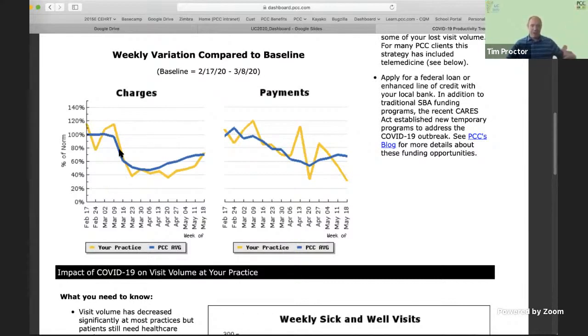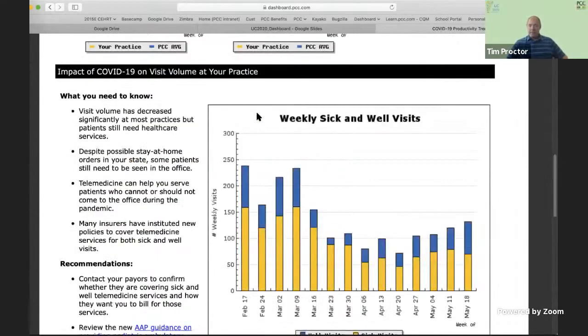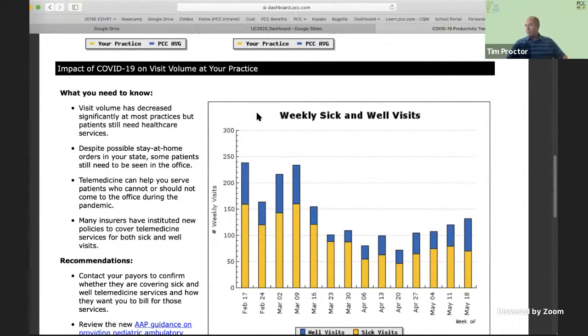So you're bringing your productivity back up closer to where you were in the past, and you can measure that for your practice against the PCC benchmark, and that's really what we're doing here. And then we get into a breakdown of well and sick visits.